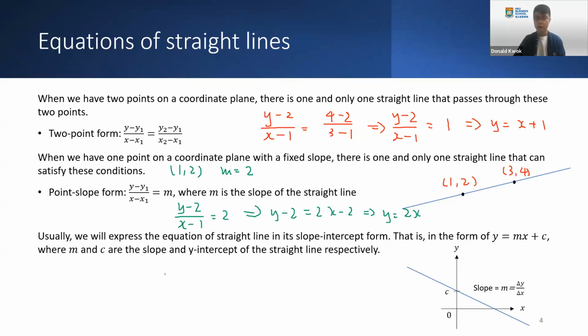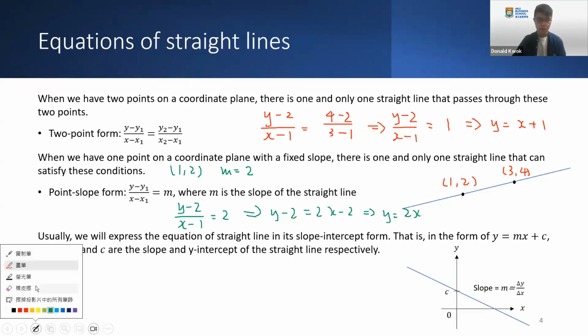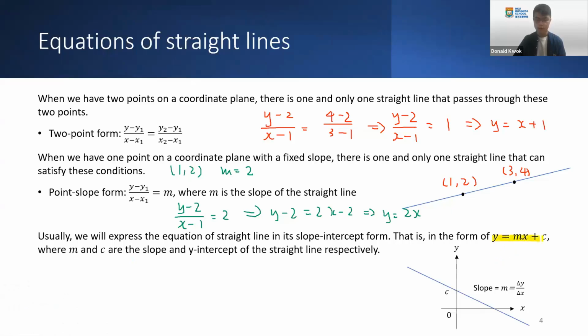As you can see here, I express y in terms of x, and this is said to be the slope-intercept form of the equation of a straight line. We're expressing the equation in the form y equals mx plus c. This form is quite convenient for us to solve some of the questions because we can directly observe the slope coefficient as well as the y-intercept of the equation of the straight line from this form.